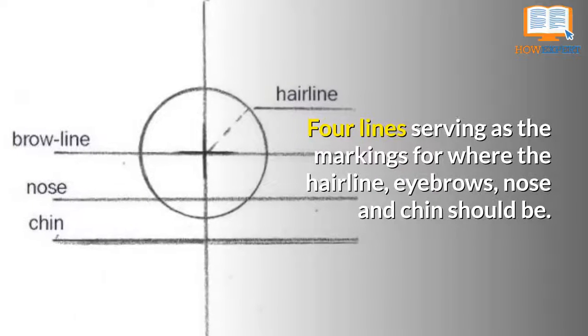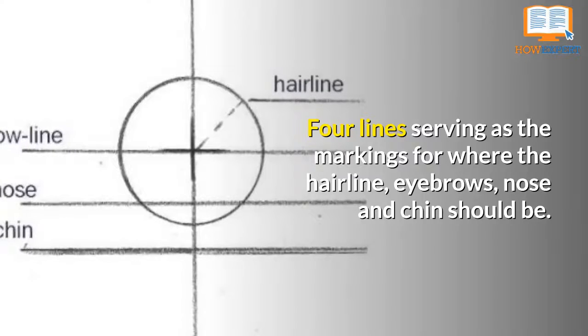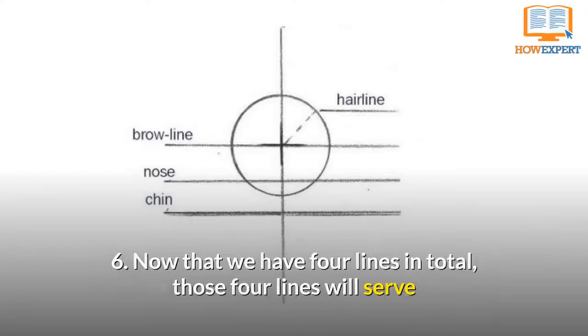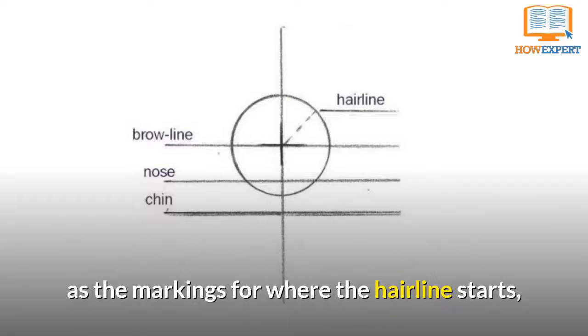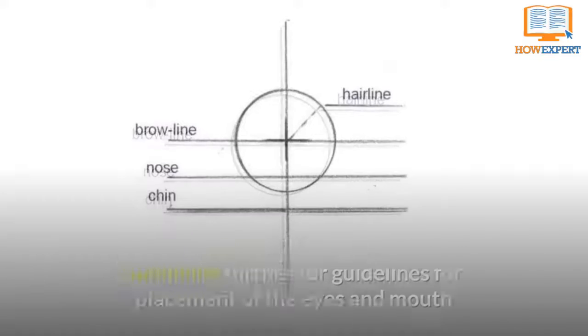Now that we have 4 lines in total, those 4 lines will serve as the markings for where the hairline starts, where the eyebrows should lie, where the tip of the nose is, and where the chin should be.